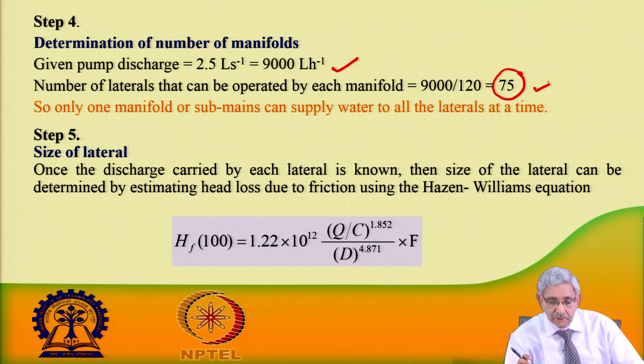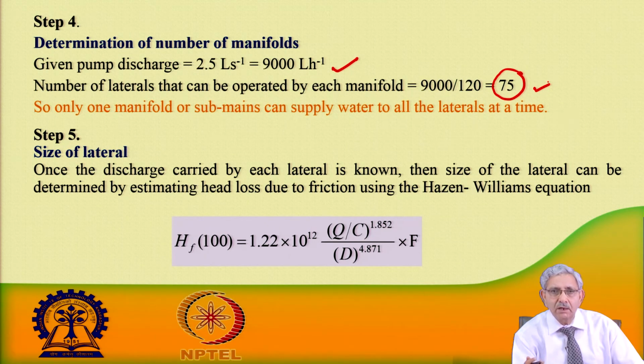Now, having worked out this data, we will find out the size of the lateral. Once the discharge carried by each lateral is known, the size of the lateral can be determined by estimating the head loss due to friction. This could be estimated by either the Hazen-Williams equation or the Darcy-Weisbach equation.